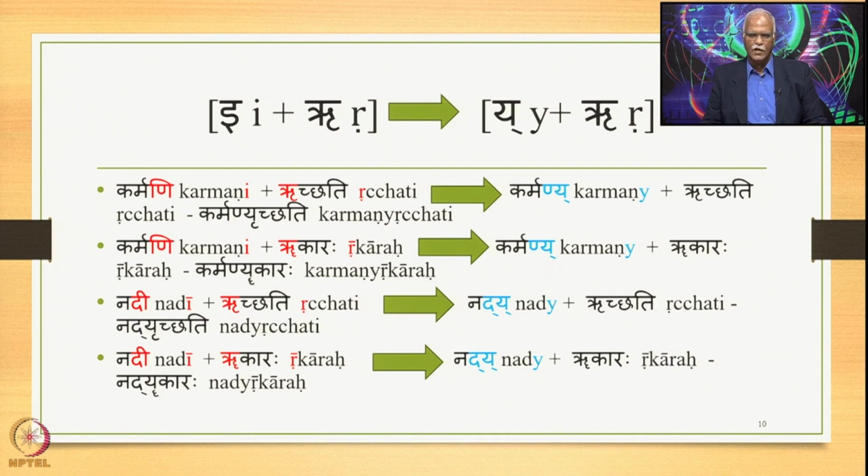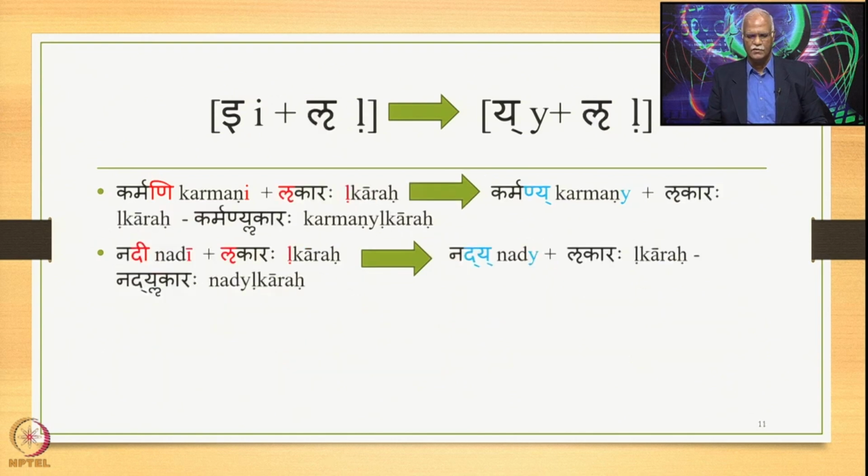Similarly, Ru represents the long variety of Ru as well. So we have Karmani Rukaraha and the output is Karmanya Rukaraha, Karmanyarukaraha. Similarly, Nadi Ruchati, the output is Nadya Ruchati and Nadyaruchati. Similarly, Nadi plus Rukaraha is the input, and by the application of 6177, the output is Nadya plus Rukaraha, Nadyarukaraha.